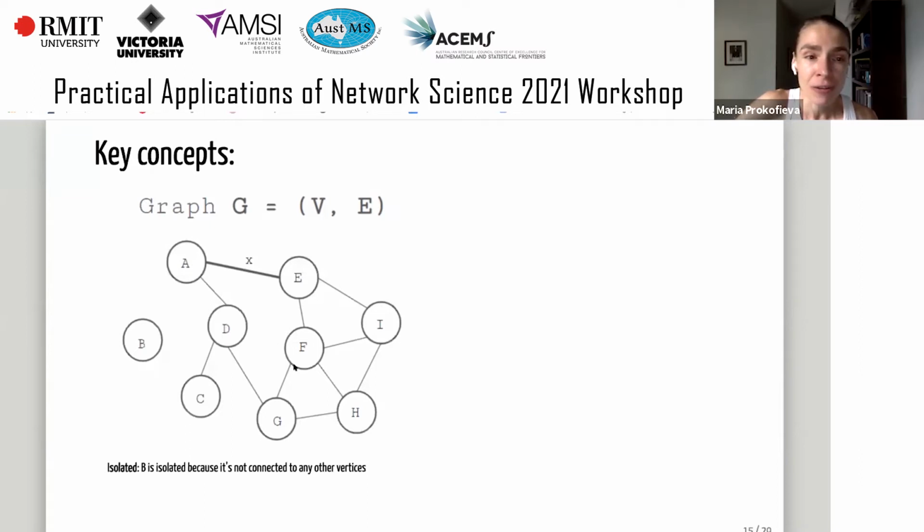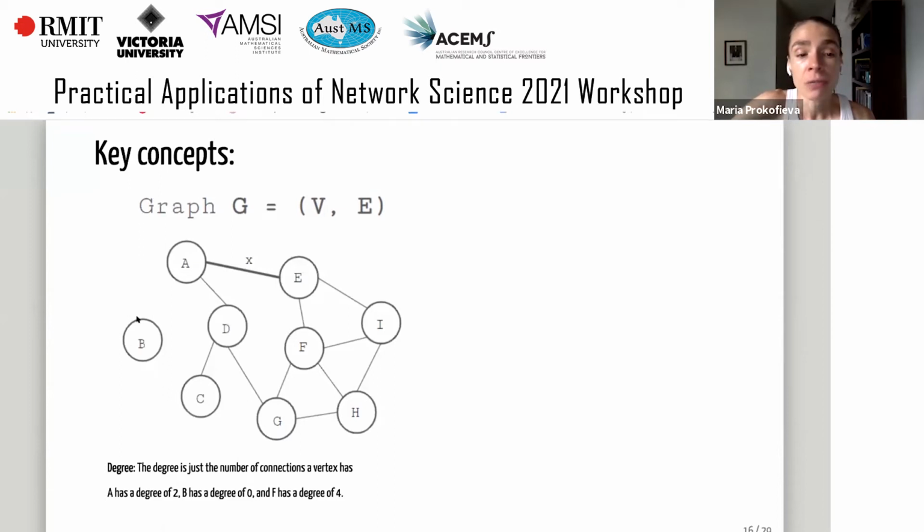Now let's move further. What is the degree? The degree is the number of connections that a particular node has. If we look at node A, what is the degree of node A? Node A has a degree of 2. Why is it 2? Because it has D and it has E.